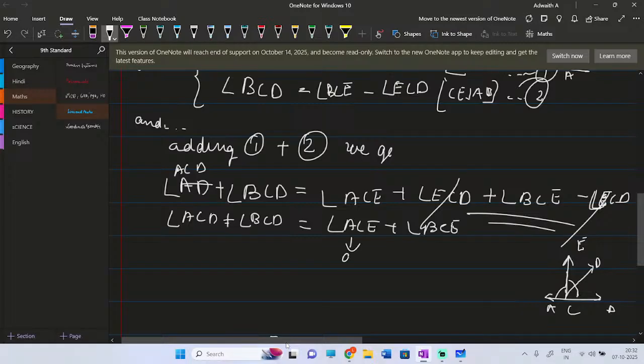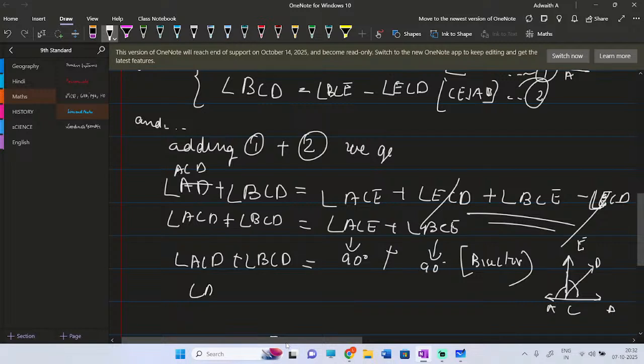These two angles are perfectly 90 degrees because those bisect. A bisector is always perfectly dividing into 90 degrees. So angle ACD plus angle BCD is equal to 180 degrees.